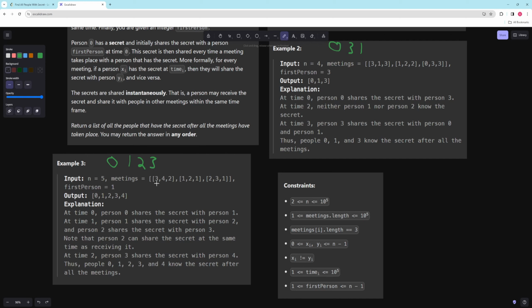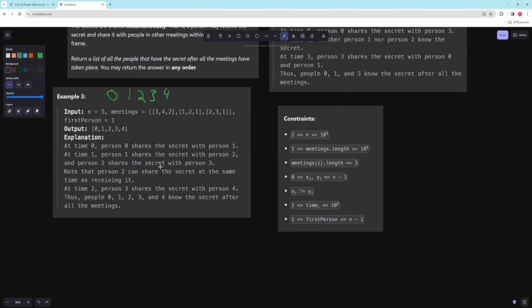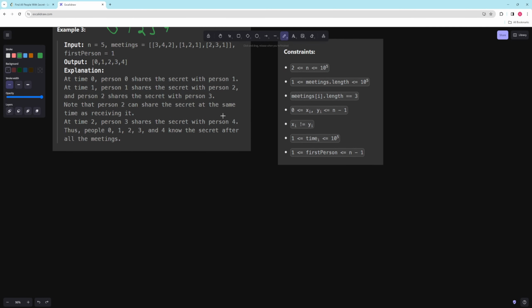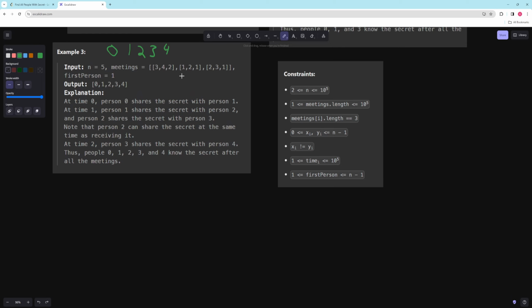And finally, at time 2, 3 will meet with 4, and 3 knew the secret, so 3 will pass it on to 4, so you want to return everything. But essentially, hopefully this makes sense why, if the meetings were all at different times, if there were no 2 meetings at the same time, it's a really easy problem. You would just sort by increasing start time, and then for every x and y, check if x or y knew the secret.